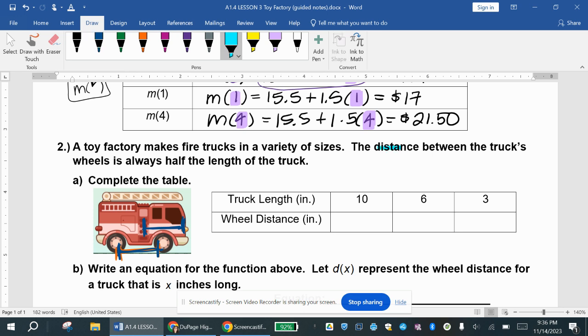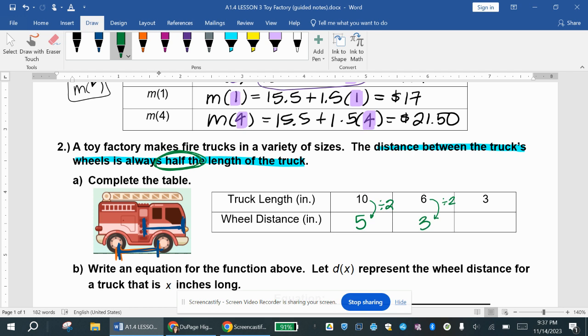Okay, well, again, don't forget what they said. The distance between the truck's wheels is half the length of the truck. So if they give you the truck length, we're going to divide it by 2. We're going to cut it in half to find how far apart the wheels are. If the truck is 6 inches long, divide that by 2. That should give you that the wheel distance is 3 inches apart.